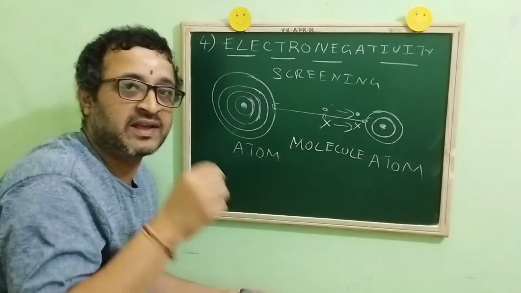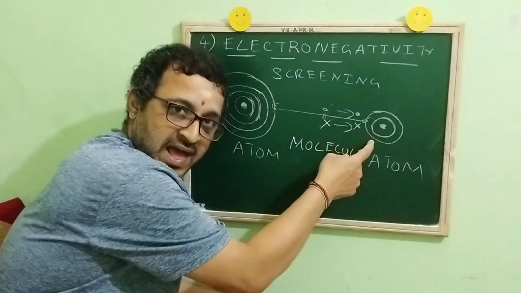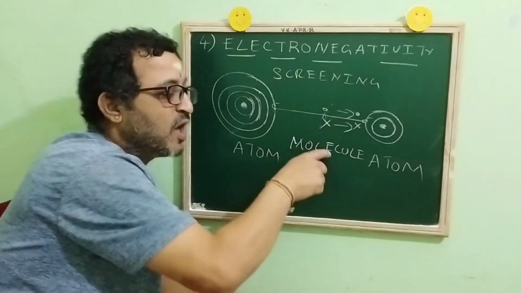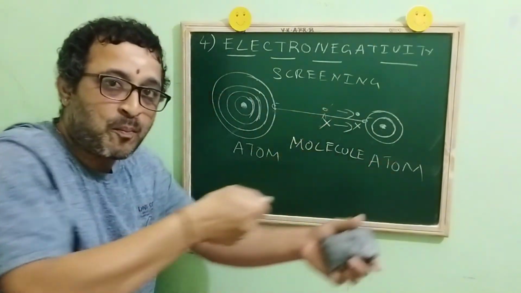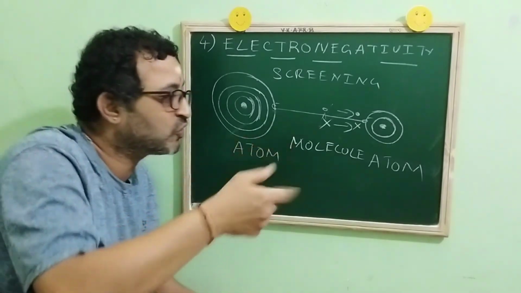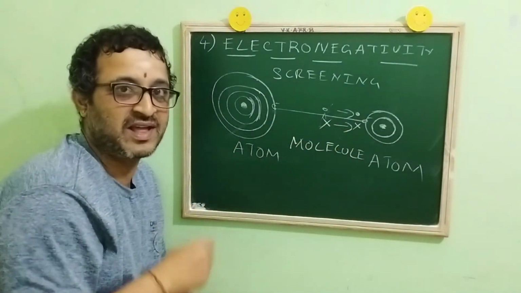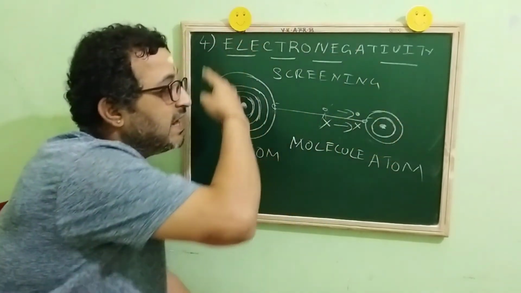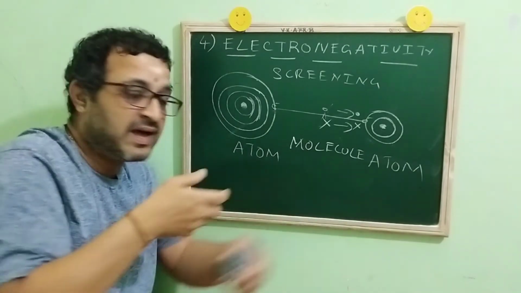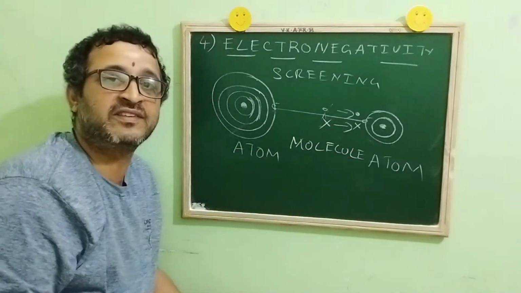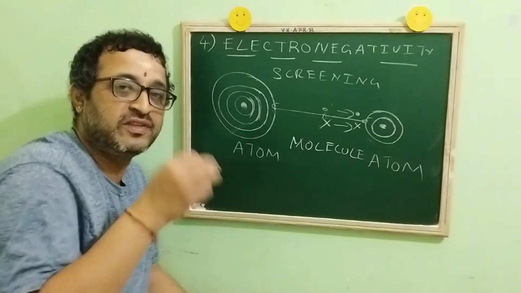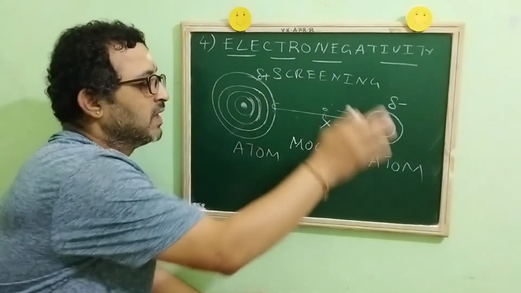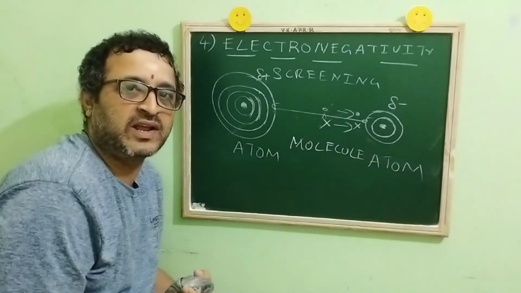What is electronegativity? It is the power of an atom in a molecule to pull the shared pair of electrons towards itself. Or it is the capacity of an atom in a molecule to pull the shared pair of electrons towards itself. This phenomenon we call electronegativity. Now children, what factors affect electronegativity?